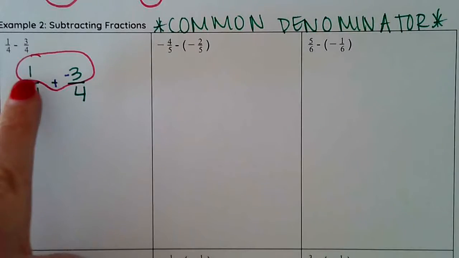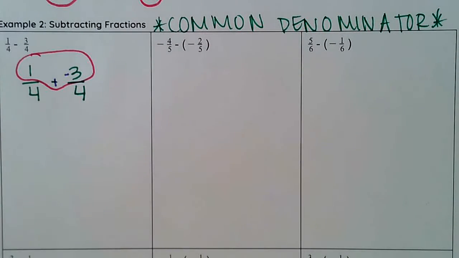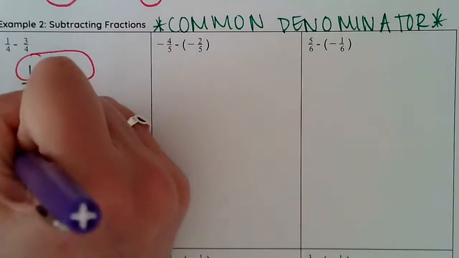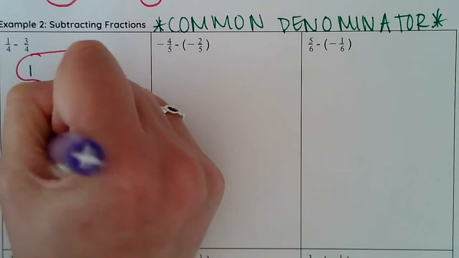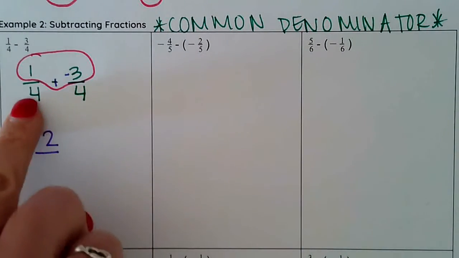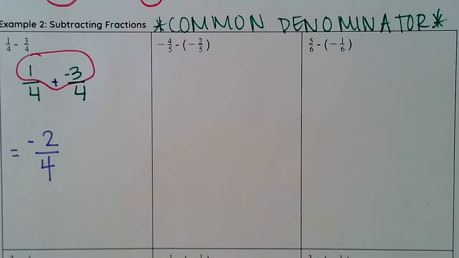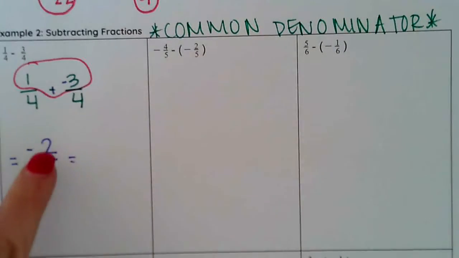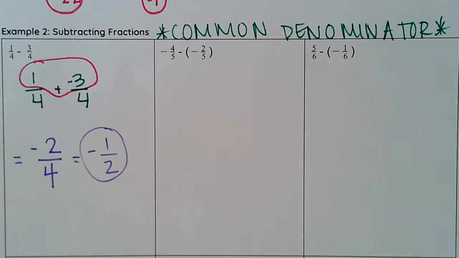So now I'm left with 1 plus -3. That's going to get me 1 positive and 3 negatives, so -2. Denominator stays the same: -2/4. I can simplify that down by dividing both of those by 2, getting me -1/2 as my final answer.